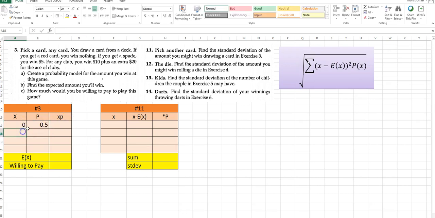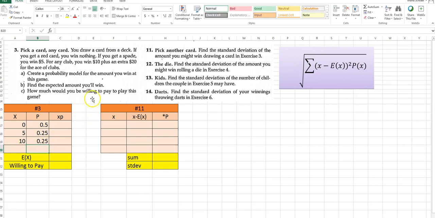All right, then it tells me that if you get a spade, you win $5. So my outcome is 5. The probability of a spade is 13 out of 52. Next, it tells you that if you get a club, you win $10. Well, the chance of getting a club is 13 out of 52.